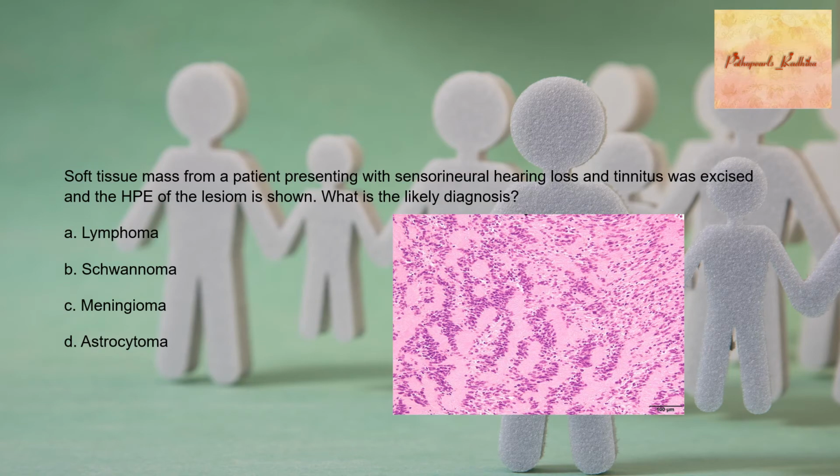So you have a patient with sensorineural hearing loss and tinnitus. Why do you have all these complaints? Because you have this lesion in the cerebellopontine angle which can compress your vestibular nerve. Because of the compression of the vestibular nerve, you're having the hearing loss and tinnitus, and this history is typical of a schwannoma. So the answer here is a schwannoma.